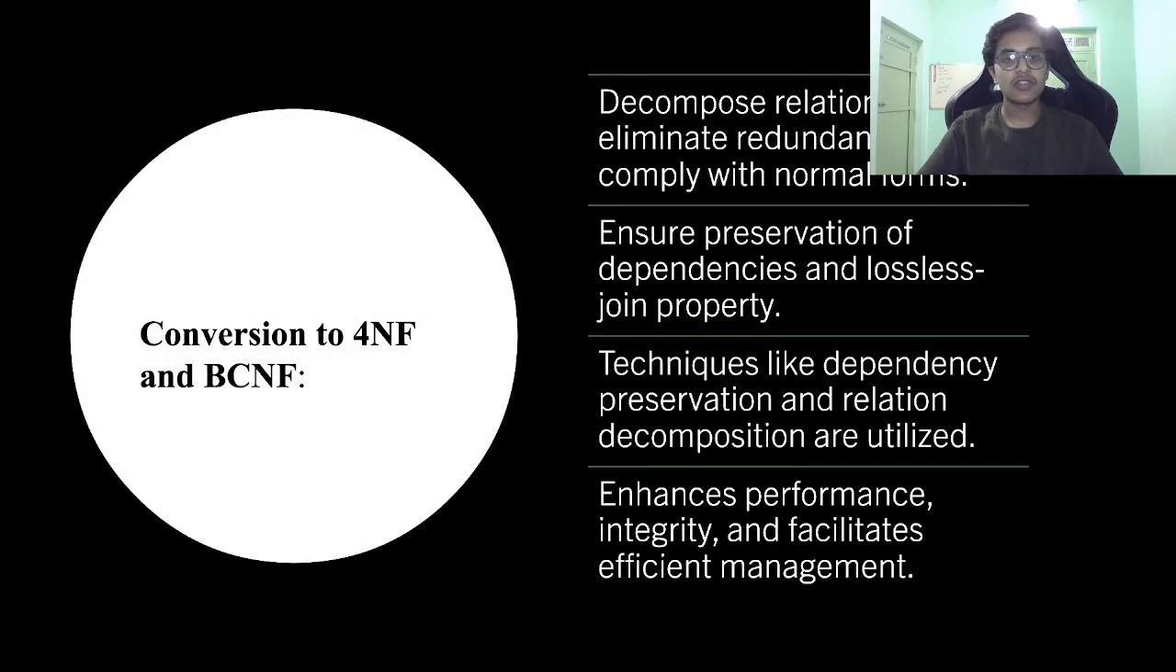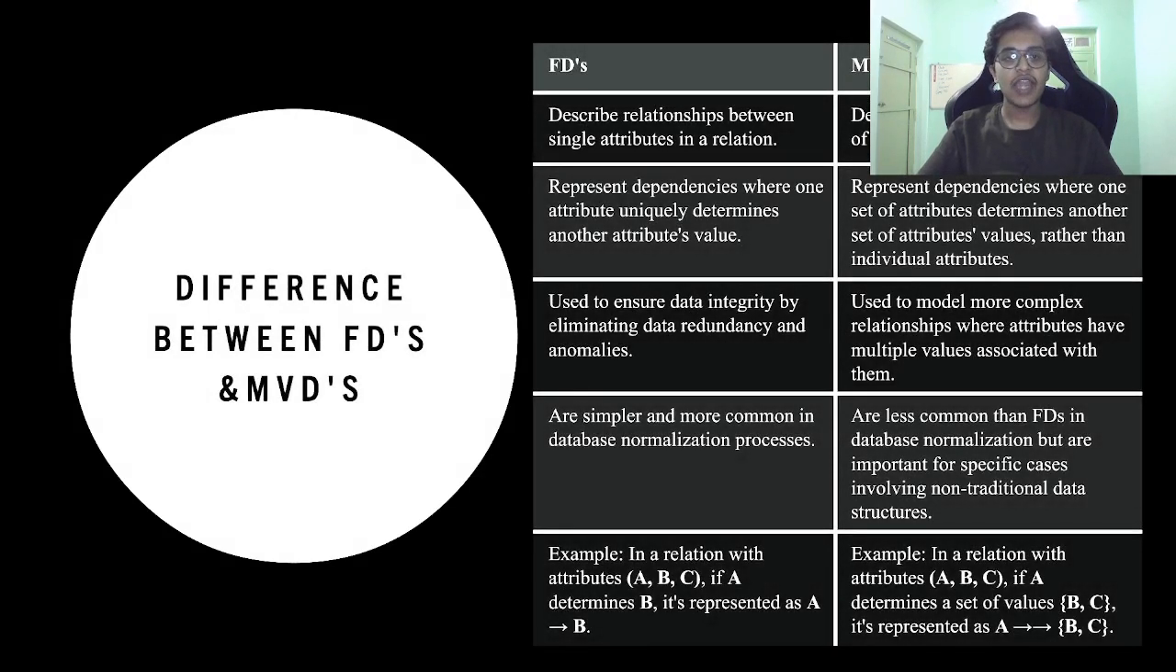Okay, so this slide is going to deal with the conversion to 4NF and BCNF. Here you're going to be decomposing the relations to eliminate redundancy and comply with normal forms. You're going to ensure the preservation of dependencies and lossless join properties. Third one being techniques like dependency preservation and relation decompositions are utilized. The last point being enhancing the performance, integrity and facilities that are going to be efficient for management of the database itself.